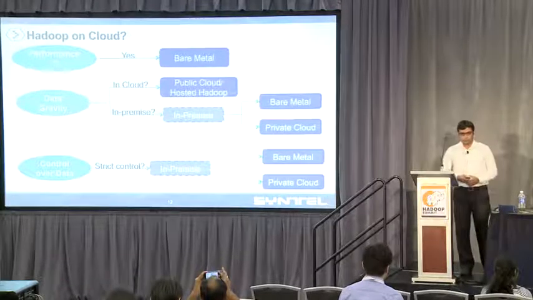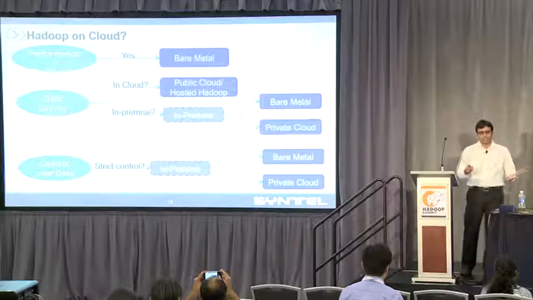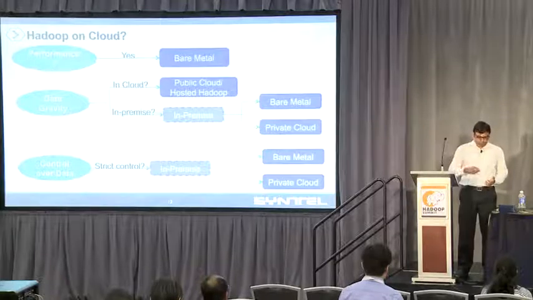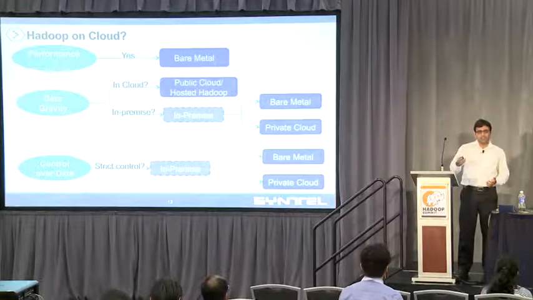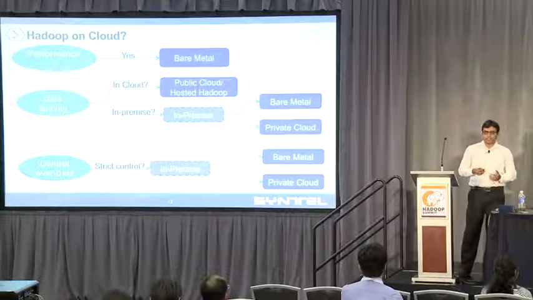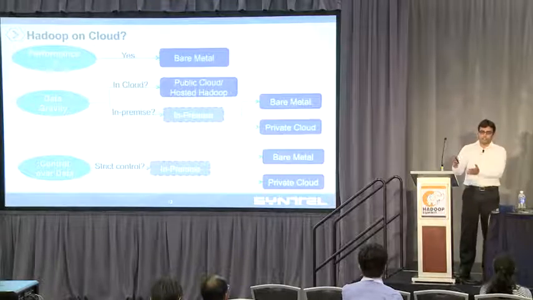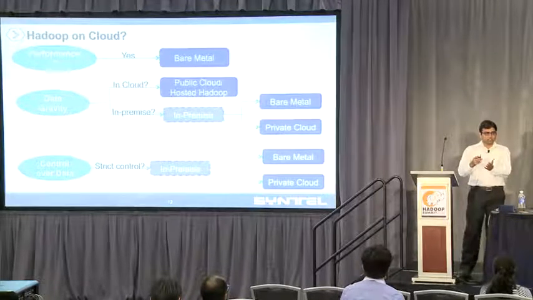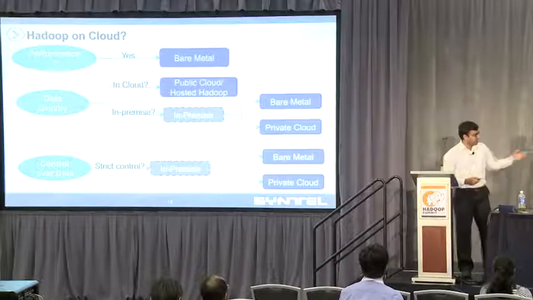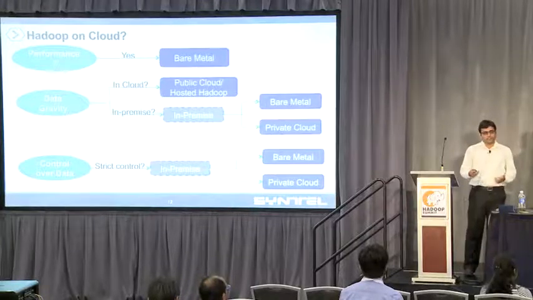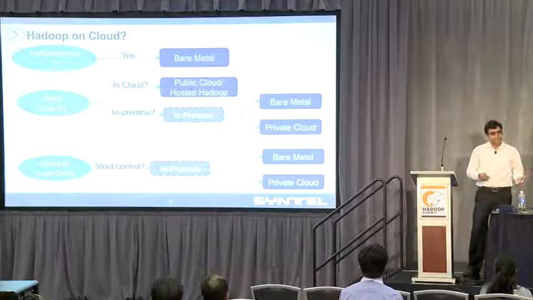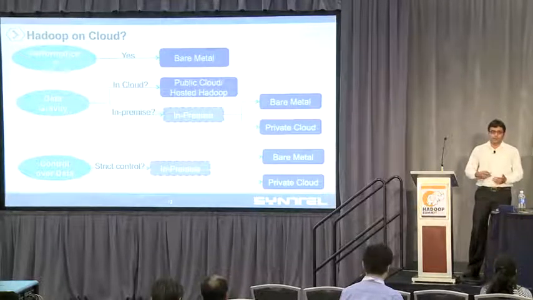Then the data gravity. If your data is already generated in the cloud, like social media data or some of the clickstream data which is already available in the cloud from some of the providers like Omniture, and you want to process that data, it's best to have your Hadoop process it on the cloud, rather than moving it inside your premises. And if you already have a large data set inside your premises, you can go with an in-premise installation, either as a bare metal or on a private cloud, where you can have better utilization of your hardware.